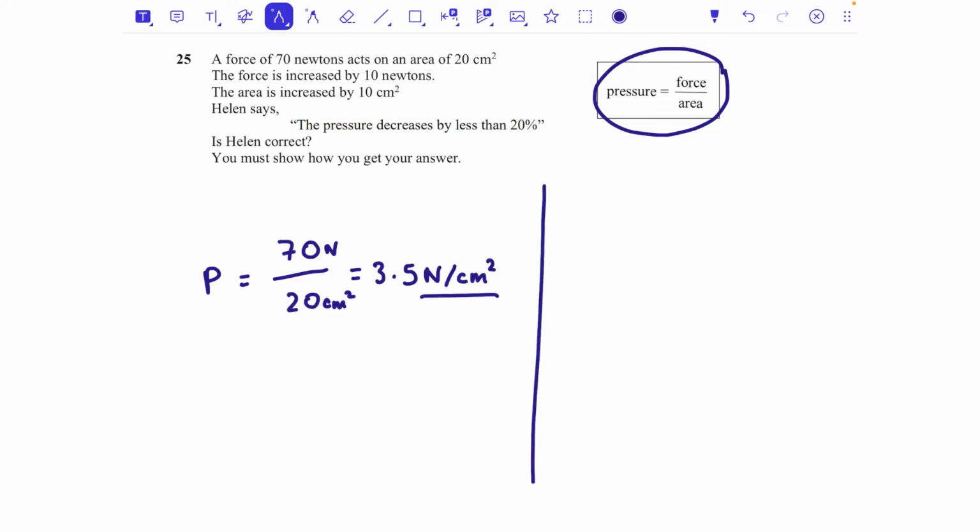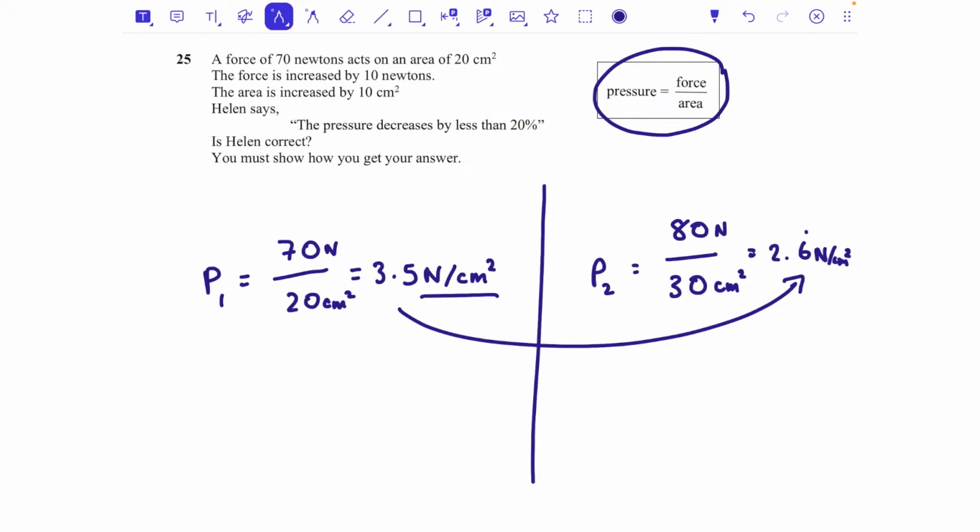Then it says the force is increased by 10. So that's gone up to 80. I'm going to call this P1 and call this one P2. Gone up to 80. And it says the area is increased by 10. So 80 over 30. 80 newtons divided by 30 centimetres squared. 80 divided by 30 in my calculator is going to give me 2.6 recurring newtons per centimetre squared. Now I've got to know, has that gone down by less than 20%?